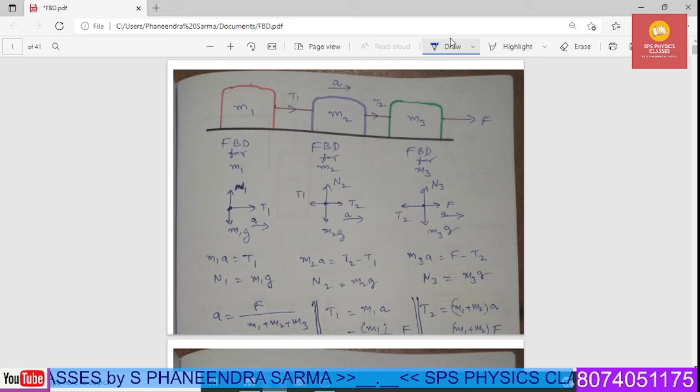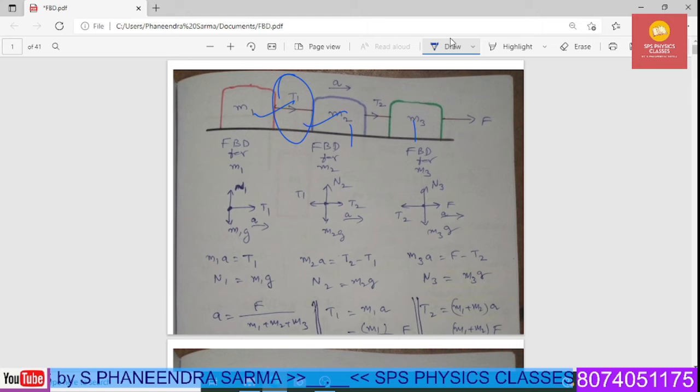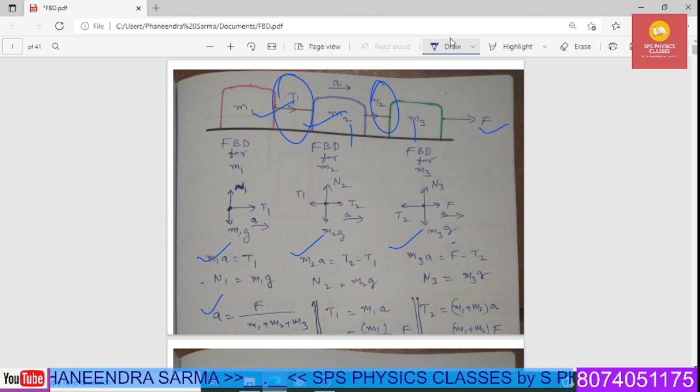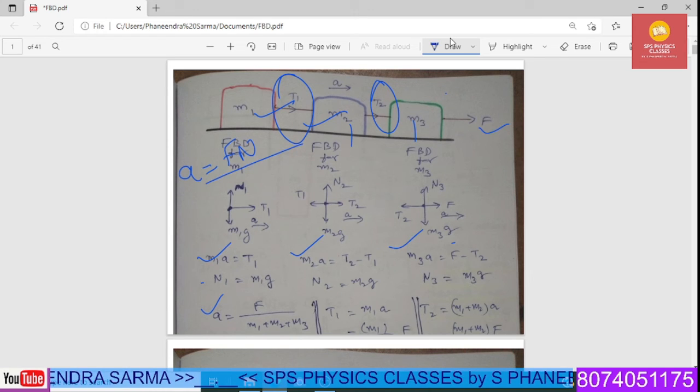Between M1 and M2, T1 is the tension. Between M2 and M3, T2 is the tension. The whole system experiences a force of F. So upon solving this, we get T1 and everything. Upon solving, we have the total acceleration A equal to F by M1 plus M2. You have to remember one formula, that is, acceleration A is equal to the net applied force by the summation of masses, M1 plus M2 plus M3.